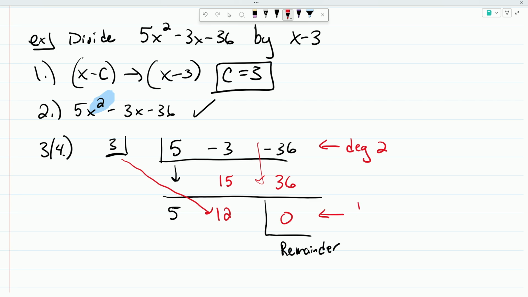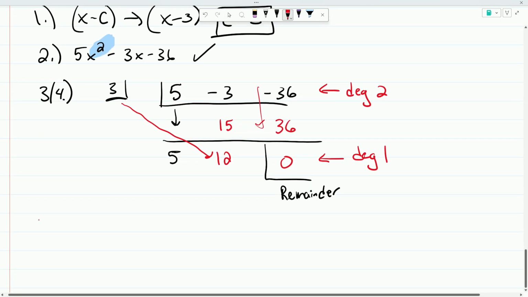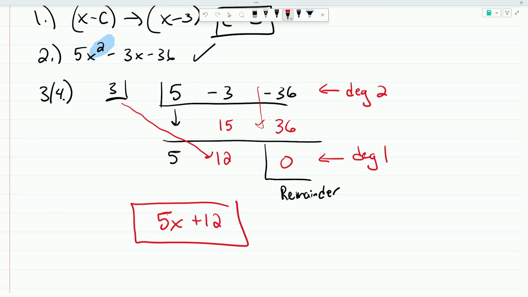Our quotient will start with a degree of 1. Remember, it's always one less. So, moving from left to right, 5x plus 12. Notice there is no remainder, so we don't write anything. That's it. Synthetic division in all of its glory. Very fast, very efficient. Here's another example.